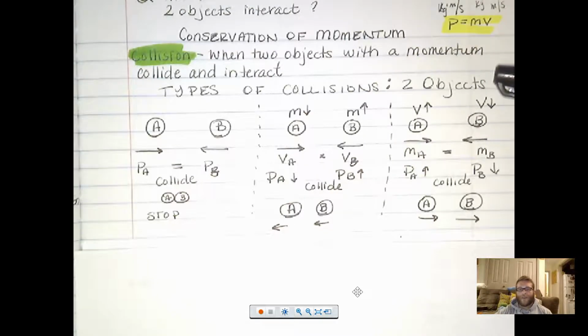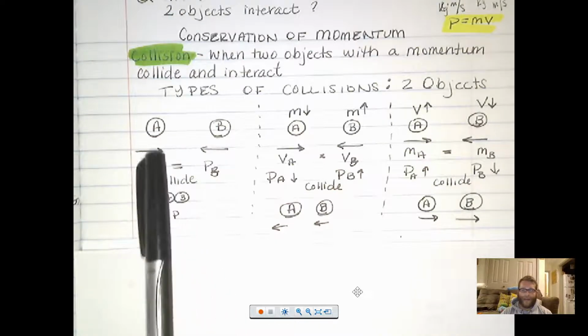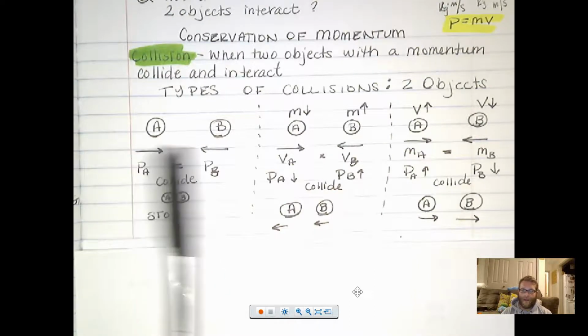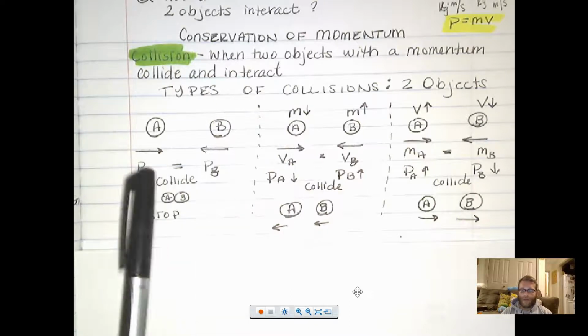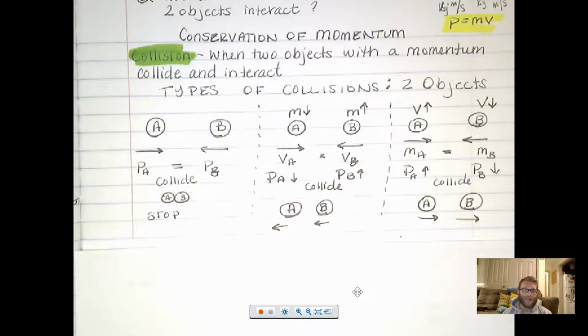So you have types of collisions. Again, we're only going to focus on two objects that are interacting and what's going to occur between them. So the scenario here, this first one, I have my two objects. I went ahead and labeled them A and B. With these two objects, I drew an arrow that represents the direction in which those objects are traveling.